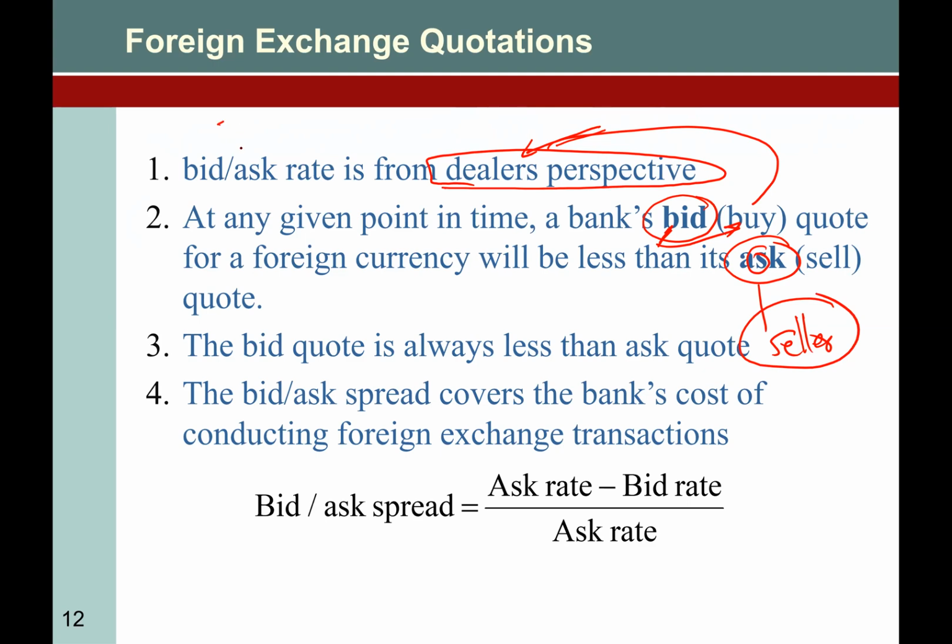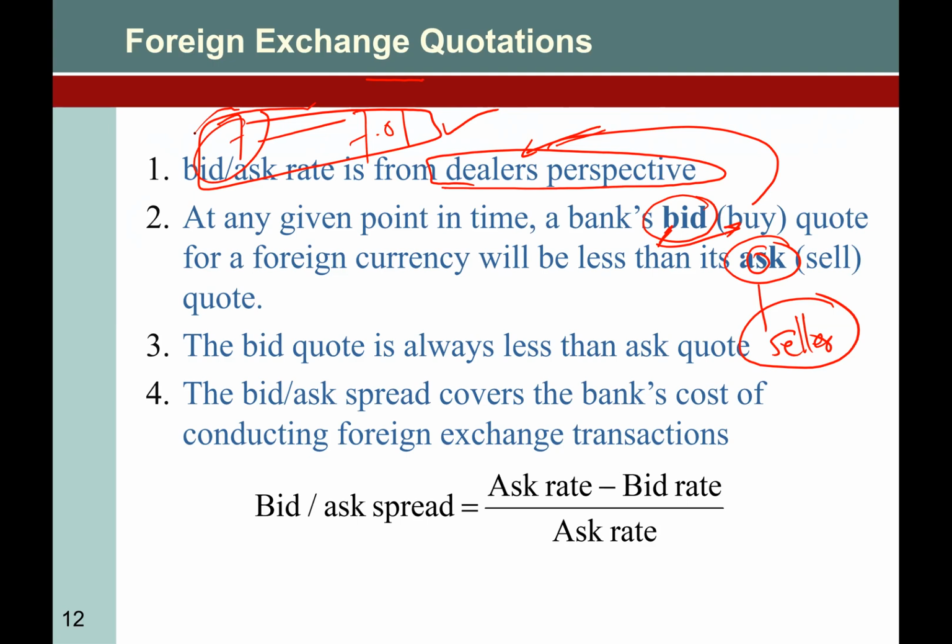So $1 is equal to 7 yuan and 7.01 yuan. What does it mean? It means that the bank or the dealer, or whoever the over-the-counter person is, wants to sell to you at 7.01 and wants to buy from you at 7. It is the seller's or dealer's perspective rate, right?